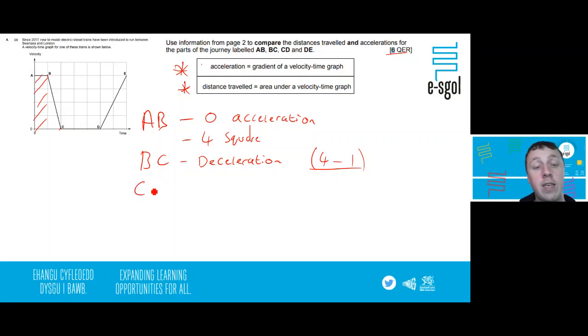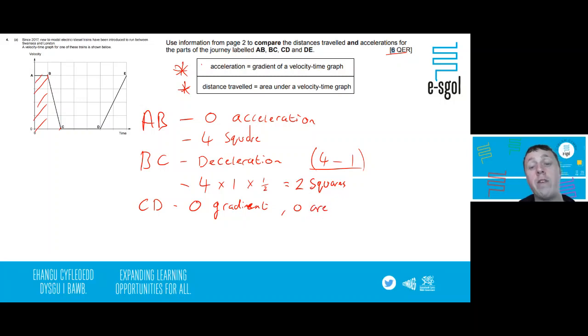What we can do then is look at CD. After we've looked at the area here, hopefully it is clear that it's again 4 squares, but it has a gap of a half, a gap of 1, but because it's the area of a triangle, you can actually work out it's equivalent to 2 squares of area. So again, there's no numbers, but there's nothing stopping you from identifying these values. We have CD. Hopefully it's clear that there's 0 gradient and there's also 0 area because there's 0 area under the graph, so 0 distance. That leaves us with DE, which hopefully demonstrates an acceleration.